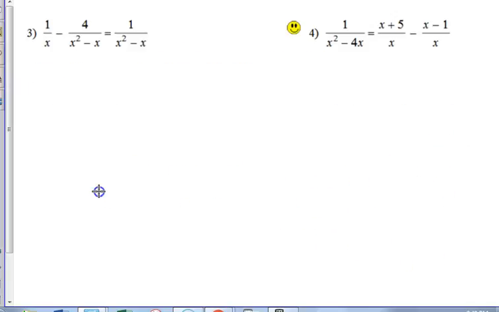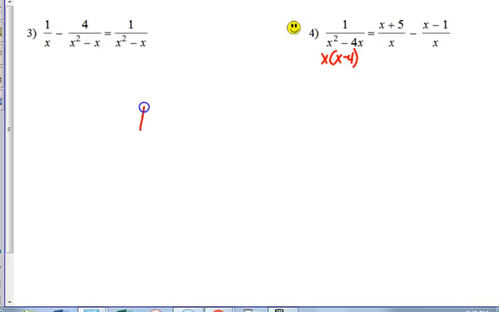All right, number 4. We talked about solving rational equations, but it hasn't been an assessment yet. So I wanted to review this real quick. What do we do to solve this? What would the common denominator be? X and x minus 4, right?